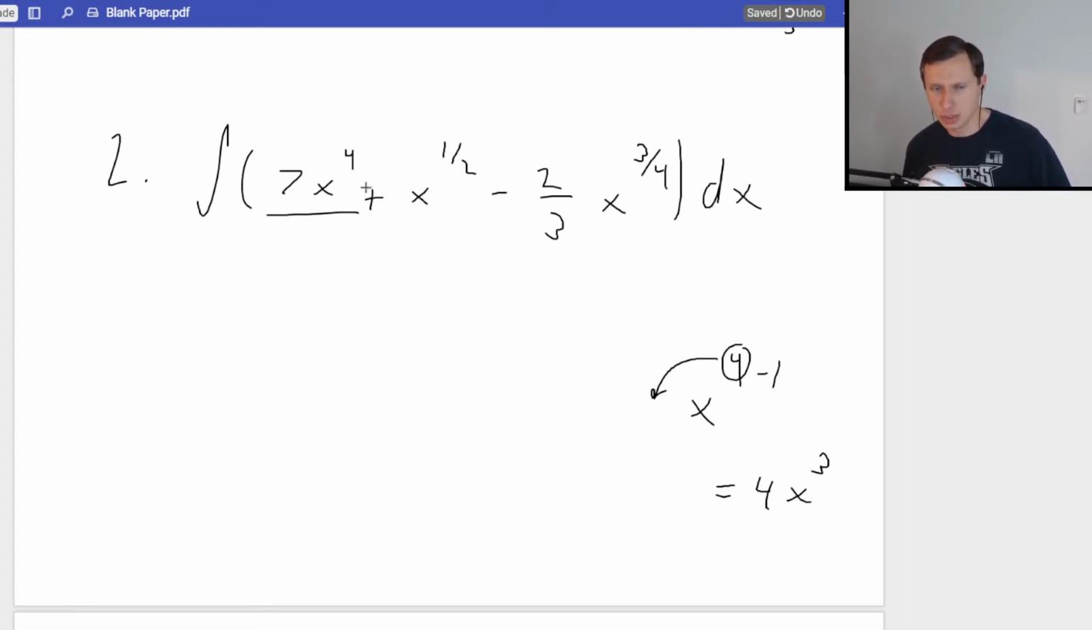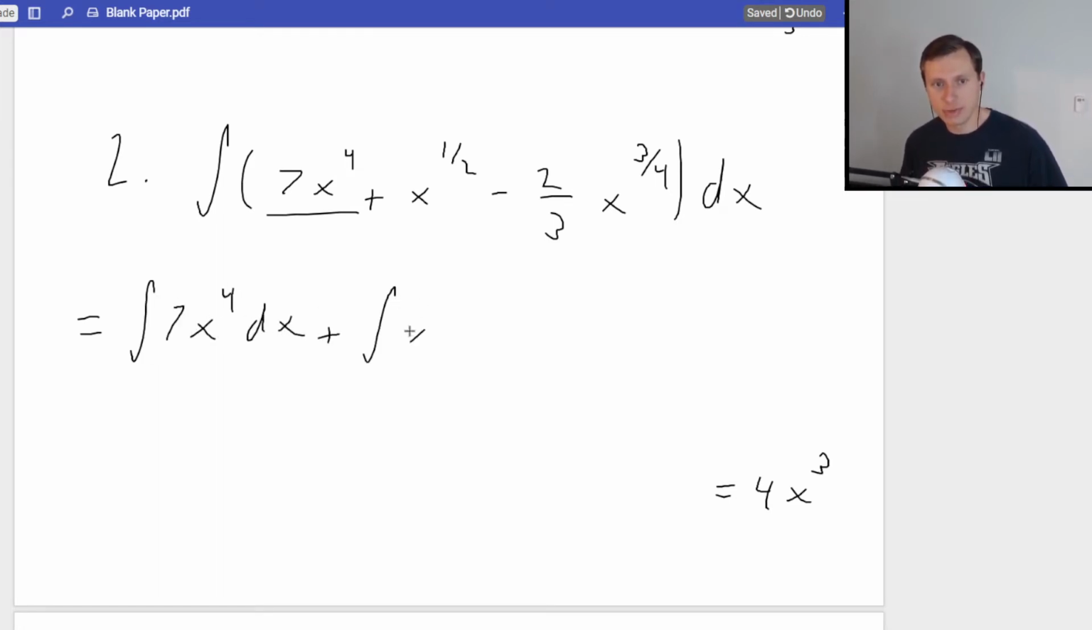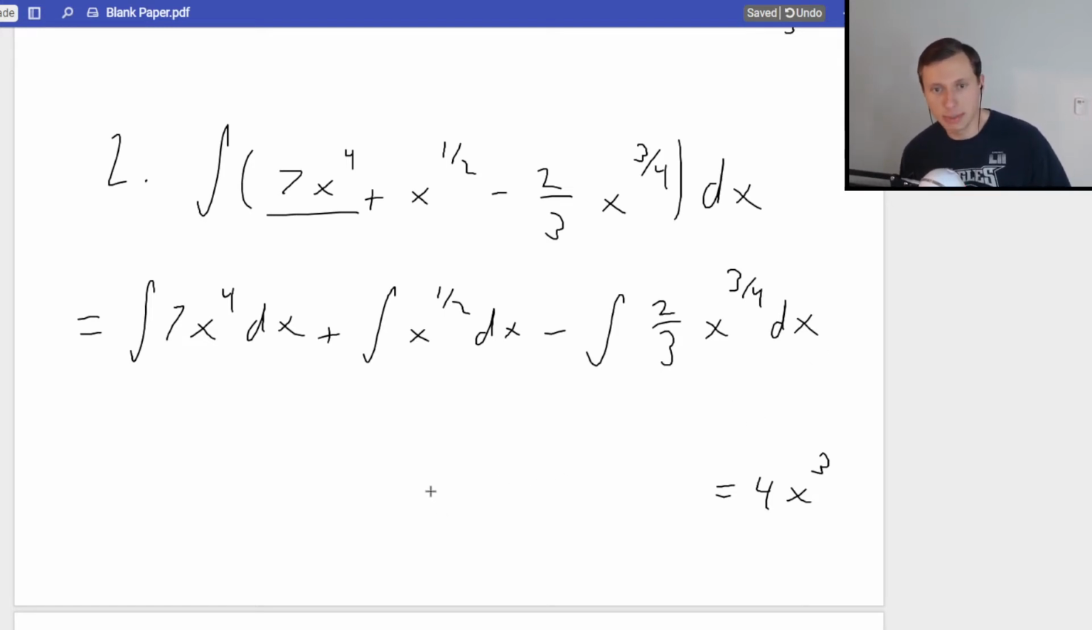Another thing worth mentioning, just real quick, whenever you have an integral like this with the plus signs and the minus signs separating things, this is not a U substitution because everything is just plus or minus. This is actually a pretty straightforward example despite how crazy it looks. What I'm trying to say here is I can break this up into 3 separate integrals. It's the integral of 7x to the 4th dx plus the integral of x to the 1/2 dx minus, I'm sorry, I missed the integral, minus the integral of 2/3 x to the 3/4 dx. We can split it up into 3 different integrals.